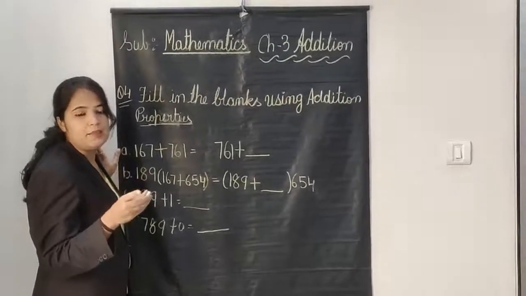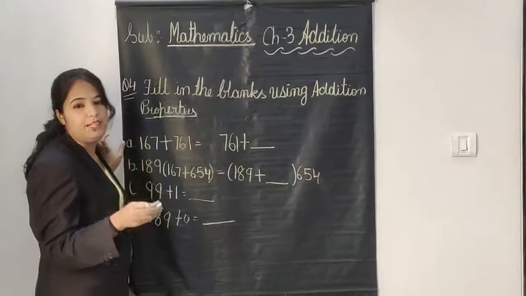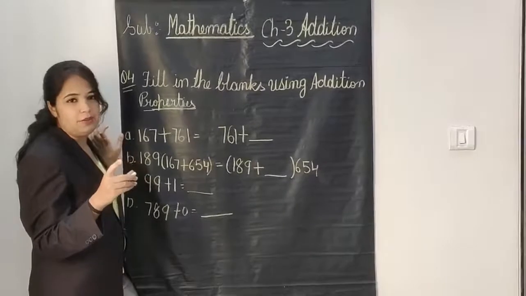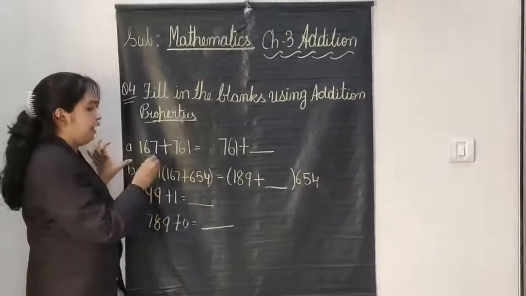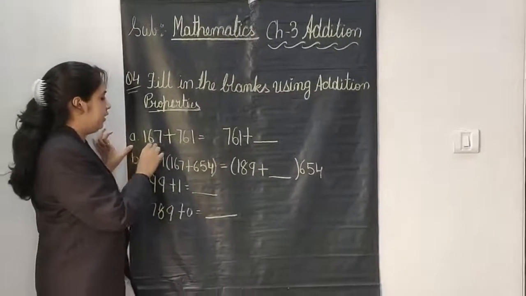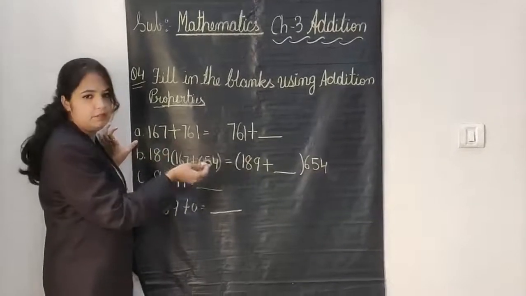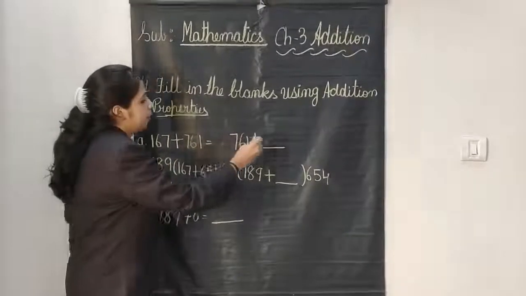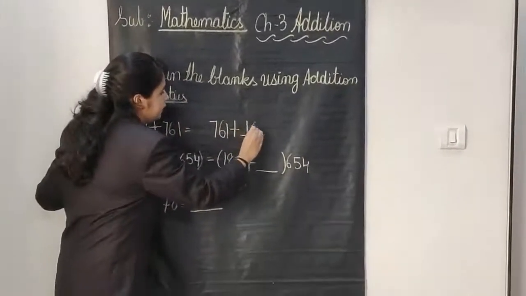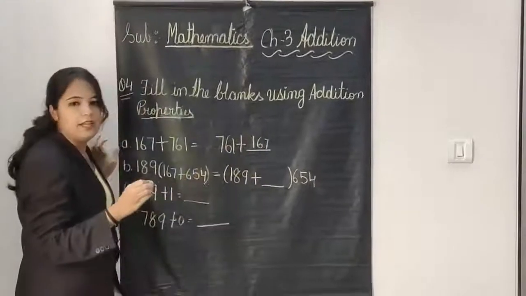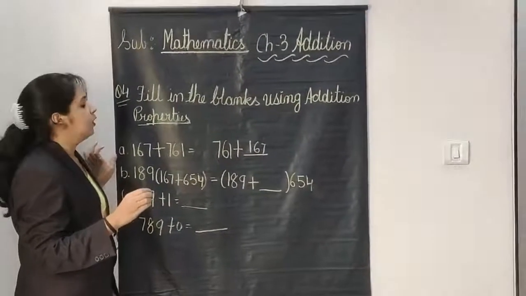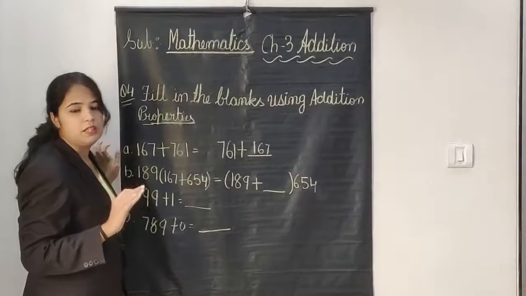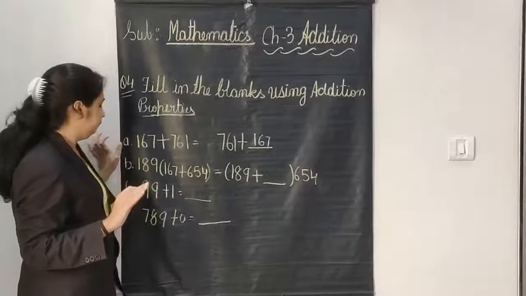So the first property of addition is what? If we change the place of the numbers, whether we keep it up or down or group them, the answer will always remain the same. As here you can see, 167 plus 761, the answer will be the same. If I do 761 plus 167, then also the answer will remain the same. So this is our first property. When we change the numbers, there is no change in the answer.